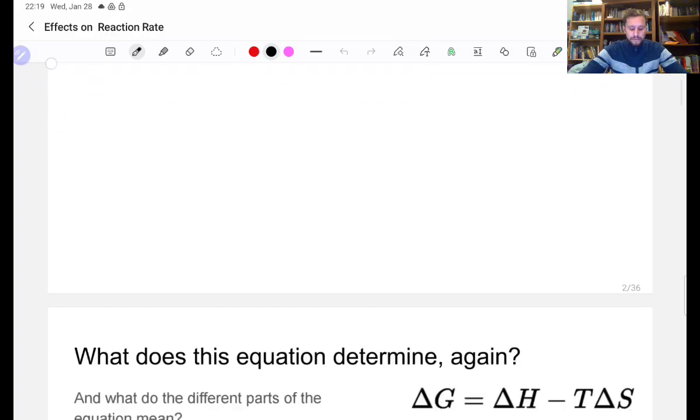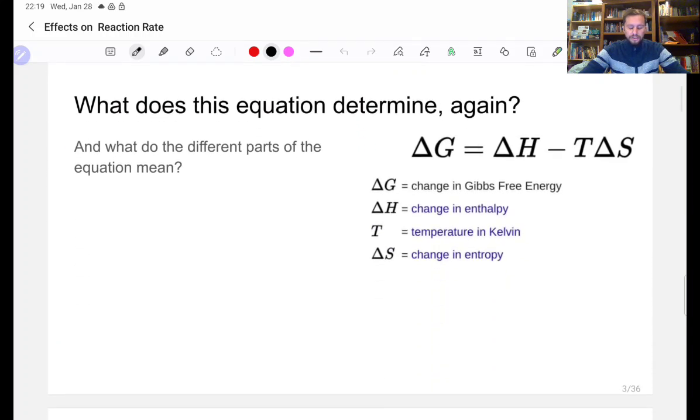Okay, what does this equation determine again? And what do the different parts of the equation mean? Again, pause the video and take, let's say, a minute and a half, 2 minutes, and tell the people next to you what each part of the equation means. Okay, so hopefully you paused the video and took 90 seconds, 2 minutes, and were able to answer what each part of this equation means.